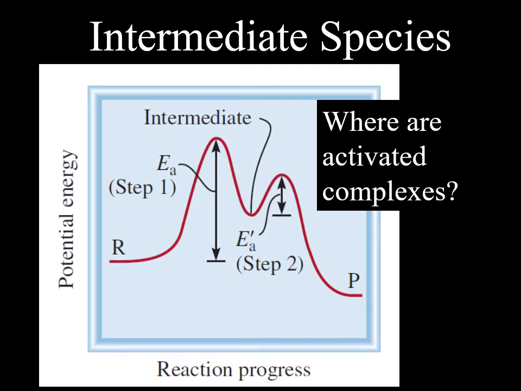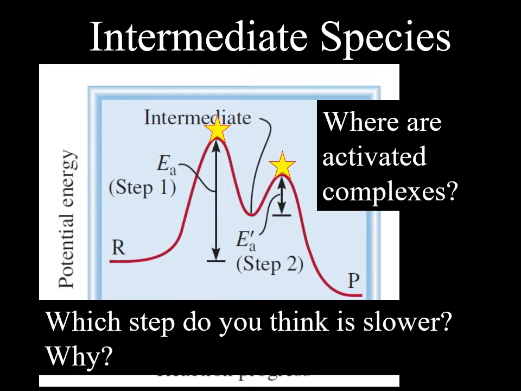So where are the activated complexes located on this diagram? Thinking back to when we first looked at the diagrams, they're right there where I just put the little stars. There's two activated complexes, one at the top of each little peak there.